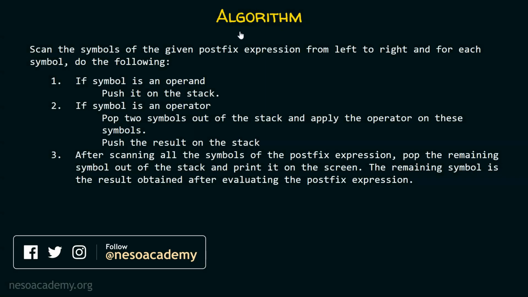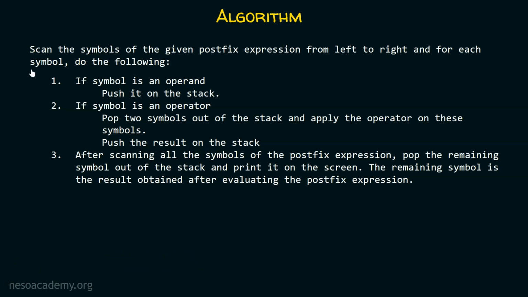We know that this is the algorithm, and this algorithm is capable enough to evaluate the postfix expression. These are just plain English sentences. Of course, we have to write an equivalent C program for this algorithm, right? We have to scan the symbols of the given postfix expression from left to right. This is our target, and for each symbol, we have to do the following. If the symbol is an operand, we'll push it onto the stack. If the symbol is an operator, we'll pop two symbols out of the stack and apply the operator on these symbols. Then we have to push the result on the stack.